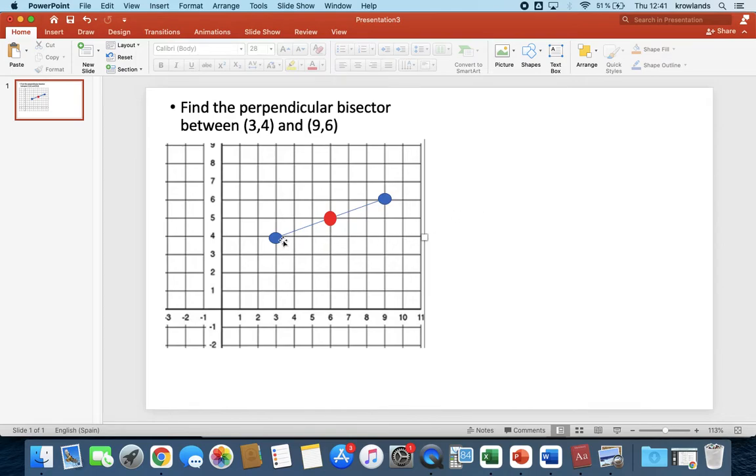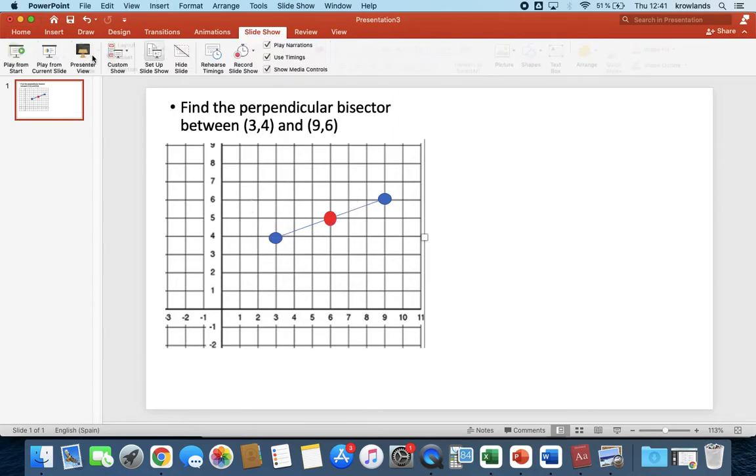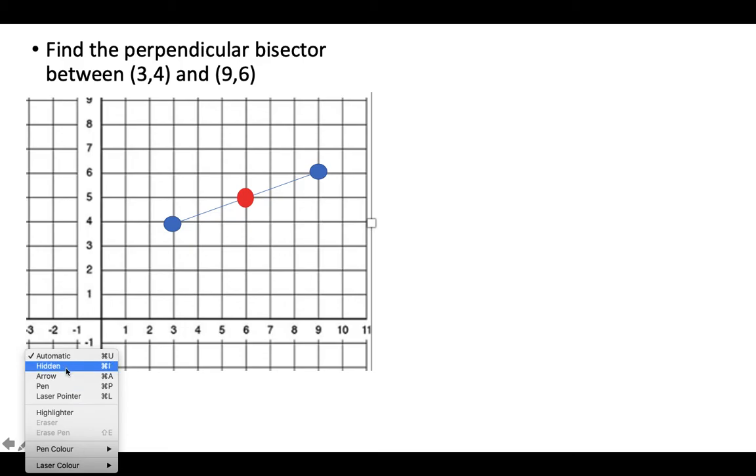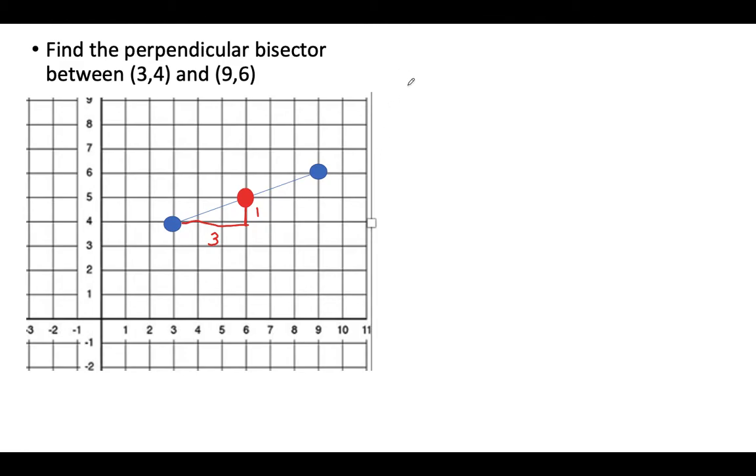Now, the way we would do this is calculate the gradient of the current picture. The way we have a look at that, we can see that for every 1 we go up, we go 3 across. And because the gradient is the change in y, which is 1, divided by the change in x, the gradient is going to be 1/3. Let's show you how you do this manually.